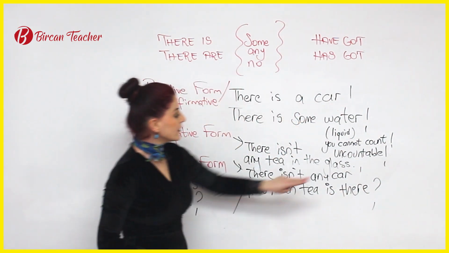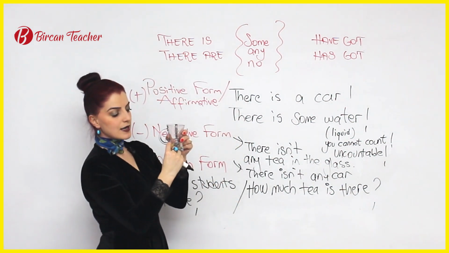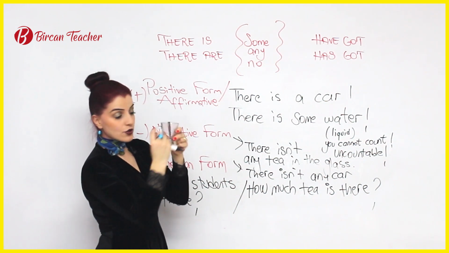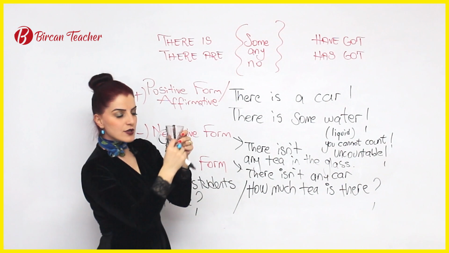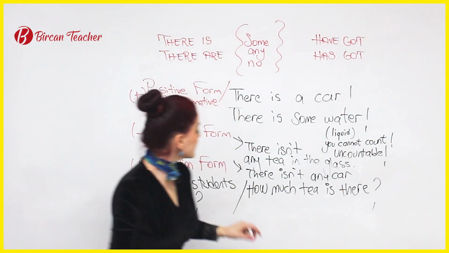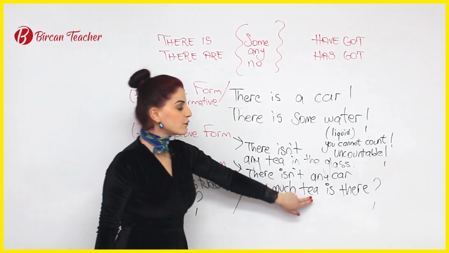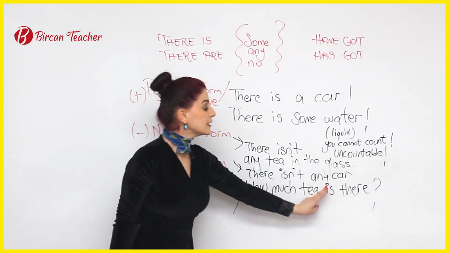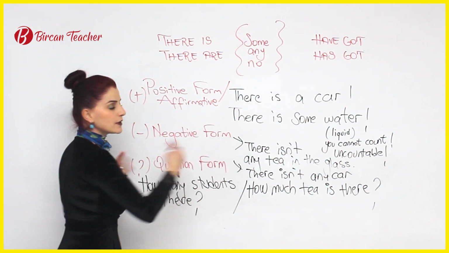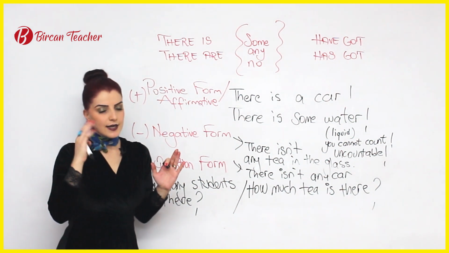So you are asking about amount, maybe little or a little or enough or a lot of. So you are asking about the amount, how much water, how much tea. So for uncountables, you say how much tea, how much water, how much sugar is there, in question forms and in negative forms. This is a very simple explanation, and you just remember it.